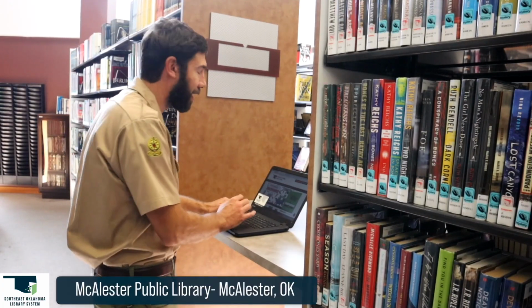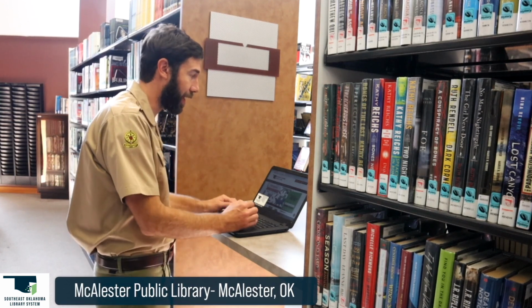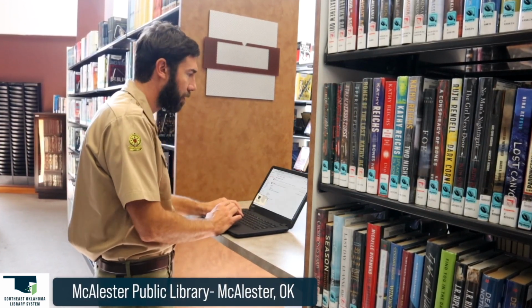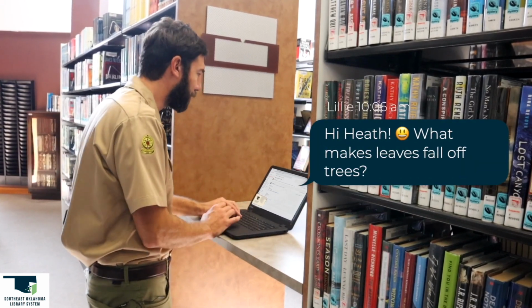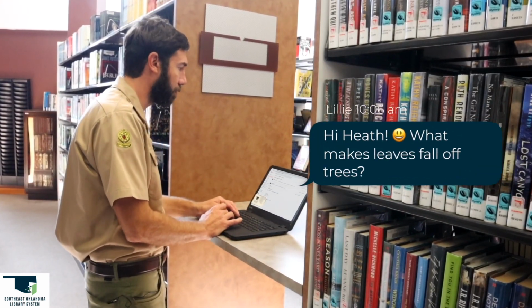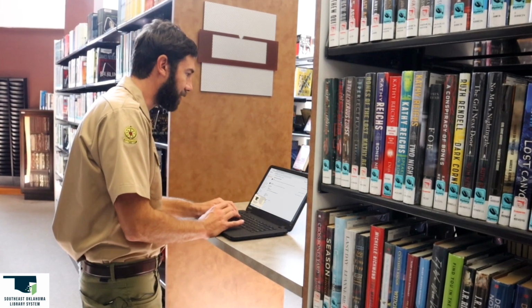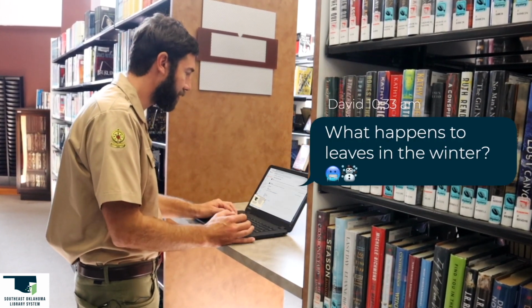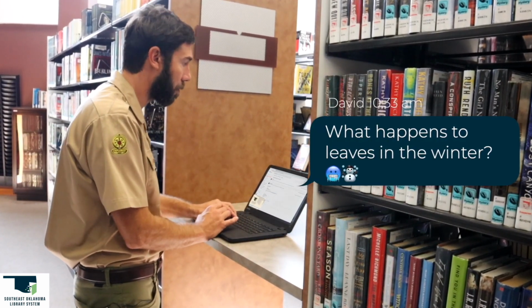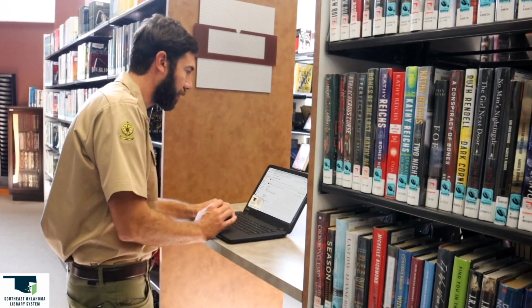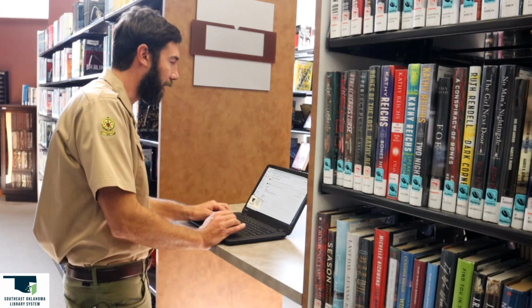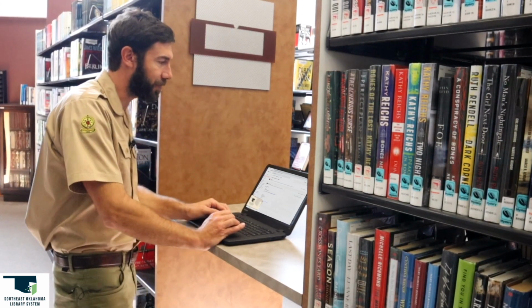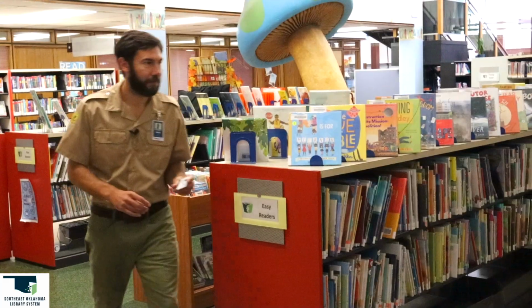I'm here at my local library to see if we've got any emails from Backyard Explorers. It looks like Lily wants to know, what makes leaves fall off trees? A good question. David asks, what happens to leaves in the winter? Good question. Let's go ask the librarian if we can get some more resources on this. I think I know what we're going to talk about today. Let's have a look at leaves.